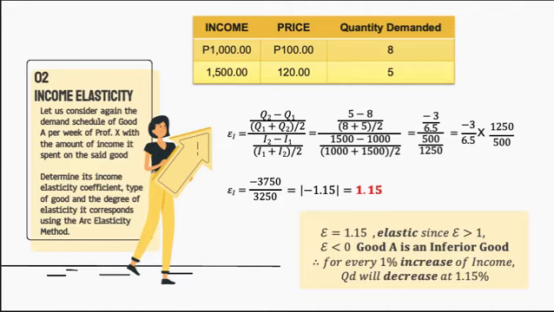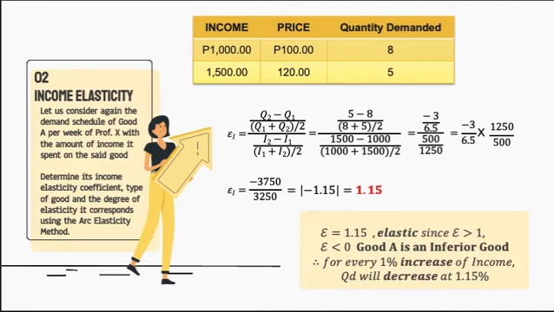Let us consider again the demand schedule of good A per week of Professor X with the amount of income it spent on the said good. Determine its income elasticity coefficient, type of good, and the degree of elasticity it corresponds using the arc elasticity method. As of this given data, the result is negative 1.15. Then we can say good A is an inferior good.